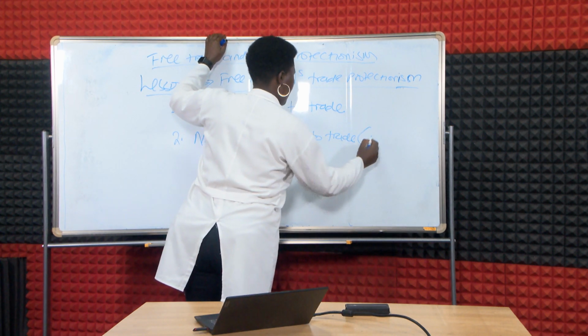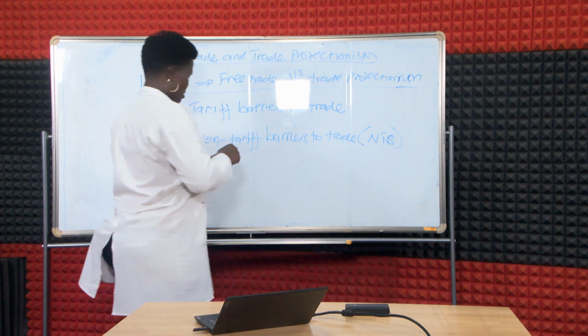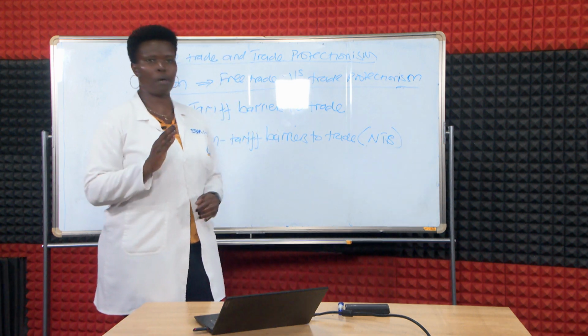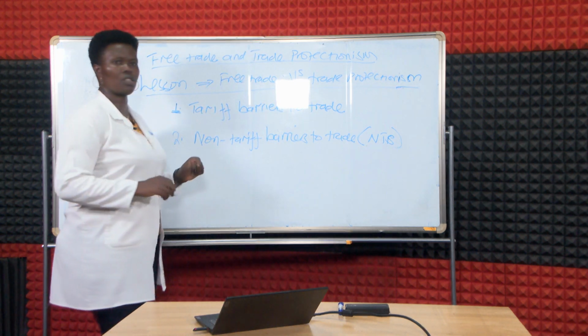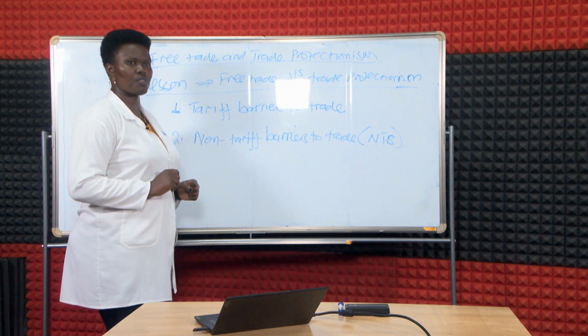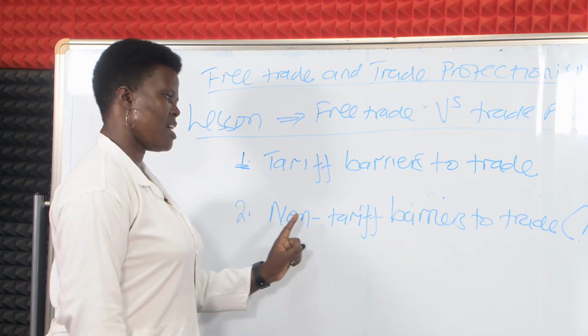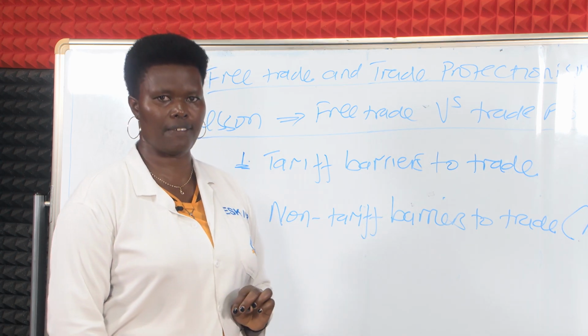In brackets, non-tariff barriers to trade. What are they, or how do they differ? Remember, we are protecting international trade in this case. Now, if we are protecting international trade, we are protecting it in two forms. The two forms are tariff barriers to trade and non-tariff barriers to trade. How do the two differ?